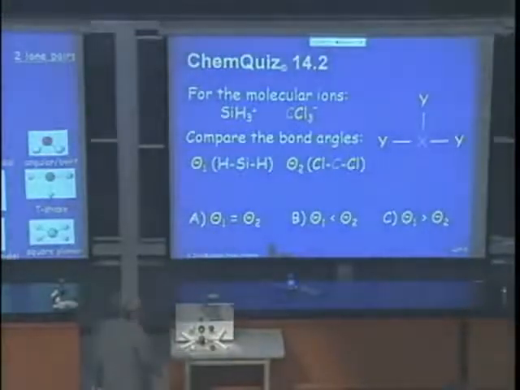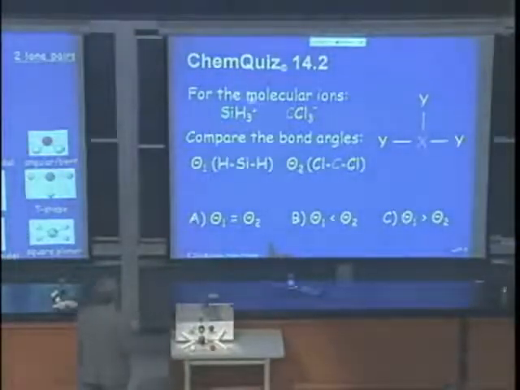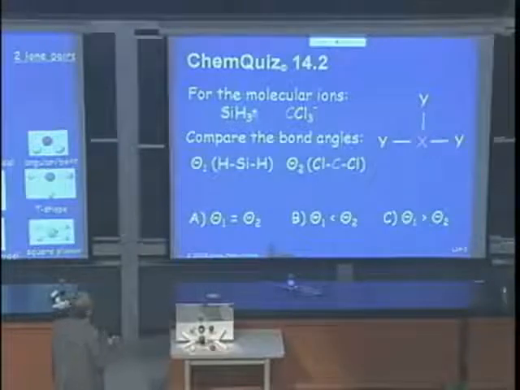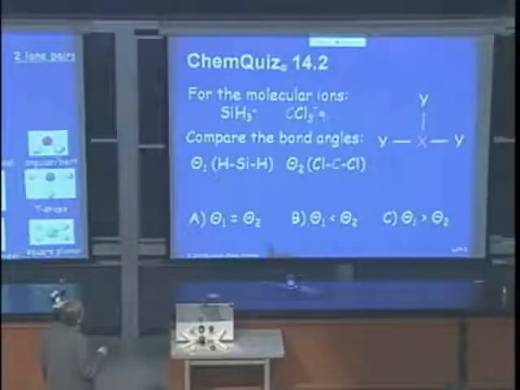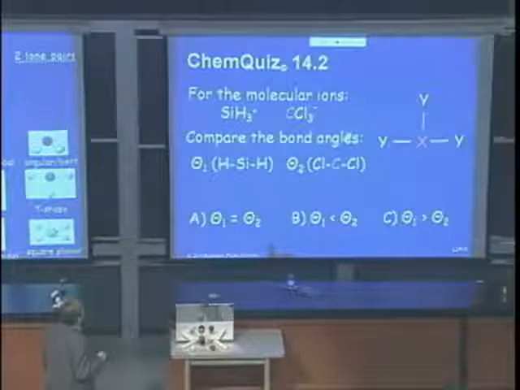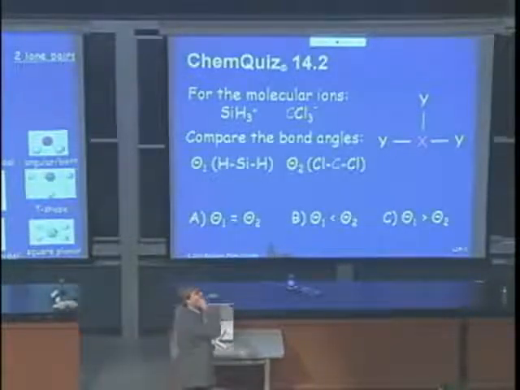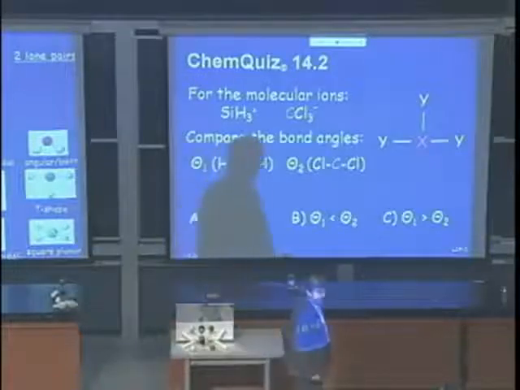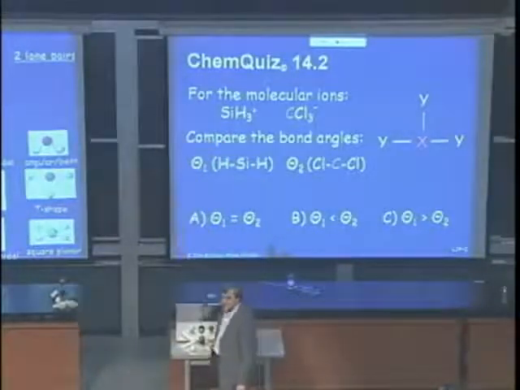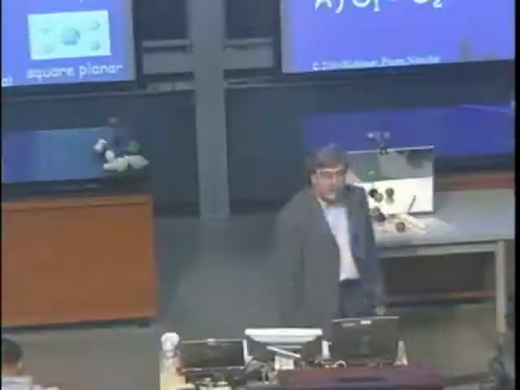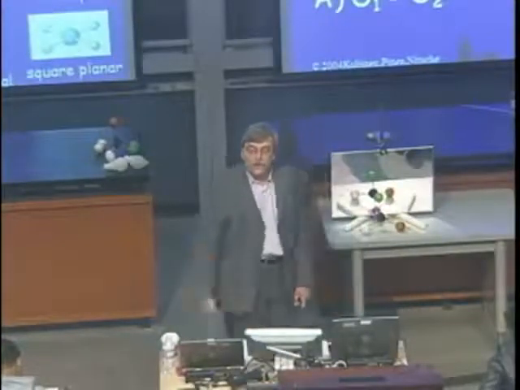So we have this SiH3 plus, silicon hydride, and then we have CCl3 minus. This is a minus here. So I want you to compare the bond angles. What you need to do is draw your Lewis structure. First of all, you count how many total electrons you have. Then you draw the Lewis structures. Then you determine the steric number, and with this you know the bond angle.